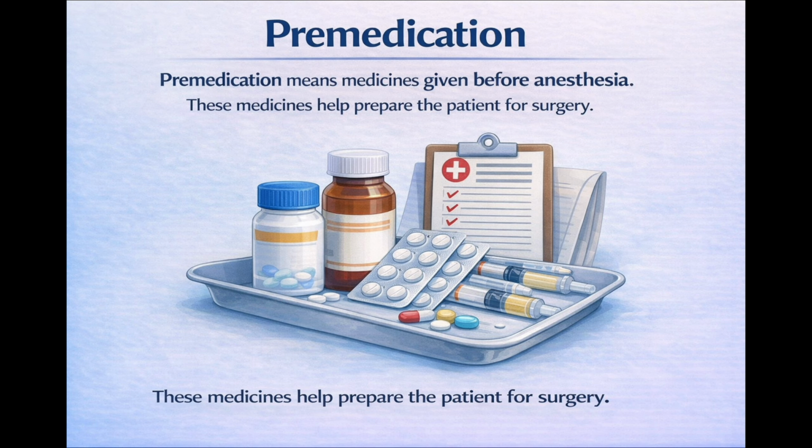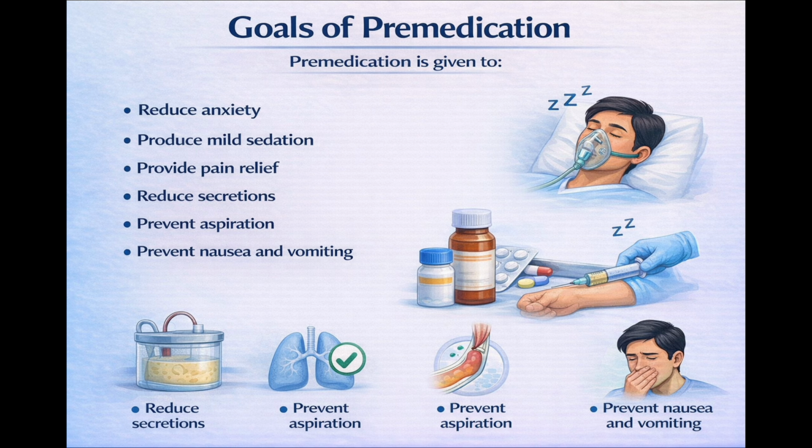The next topic is very important, which is pre-medication. What is pre-medication? Pre-medication means medicines given before anesthesia. These medicines help prepare the patient for surgery. Let's see the goals of pre-medication. Pre-medication is given to reduce anxiety, produce mild sedation, provide pain relief, reduce secretions, prevent aspiration, and prevent nausea and vomiting.